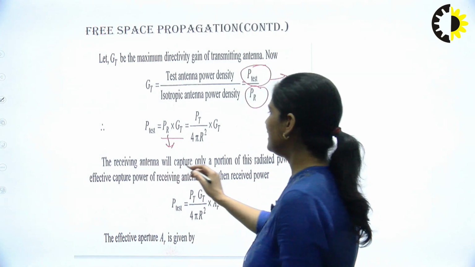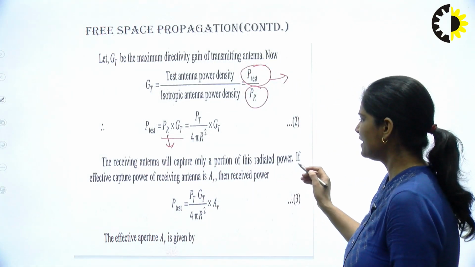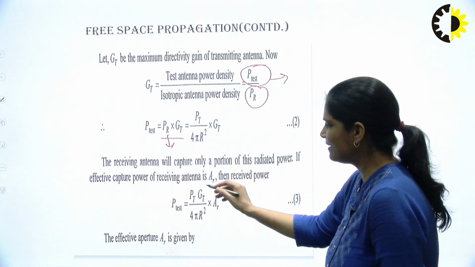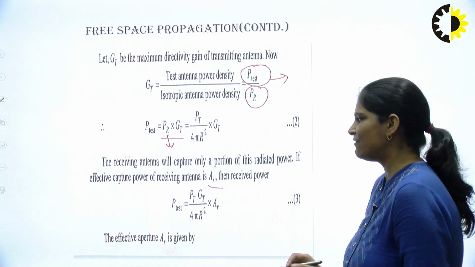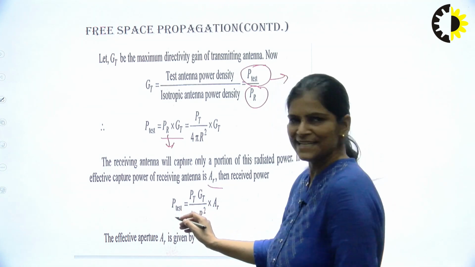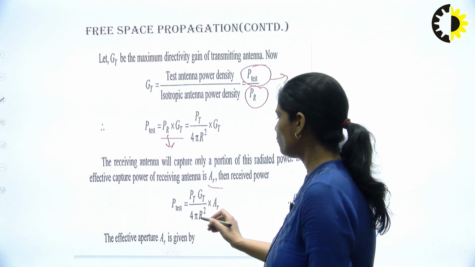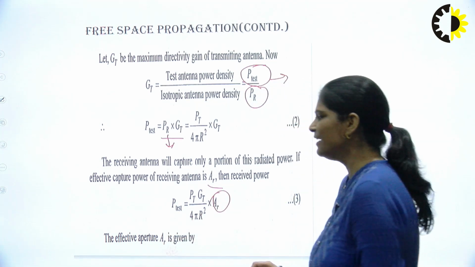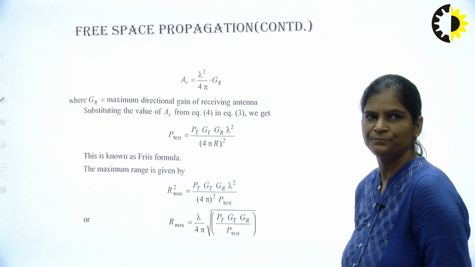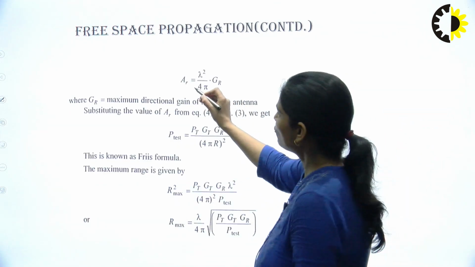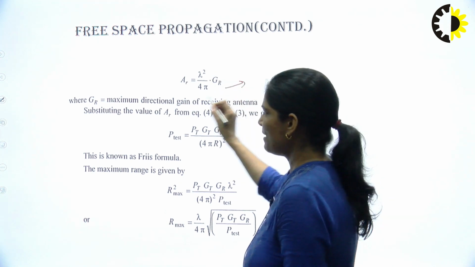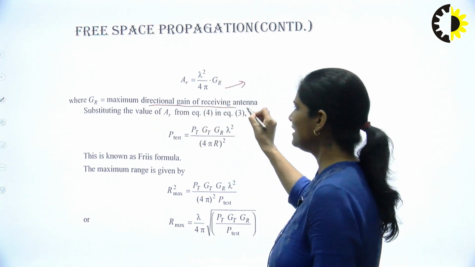Now the receiving antenna will capture only a portion of this radiated power. If the effective capture area of the receiving antenna is AR, then the received power is equal to what? P test is equal to PT GT upon 4 pi R square into AR. This AR is the effective aperture, and AR is equal to lambda square upon 4 pi into GR, where GR is the maximum directional gain of the receiving antenna.